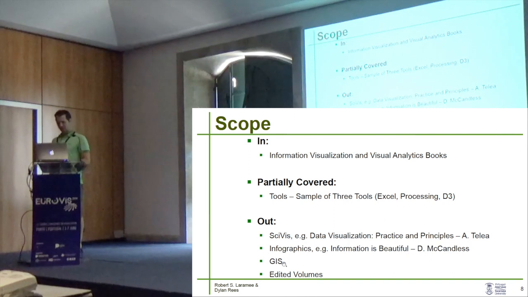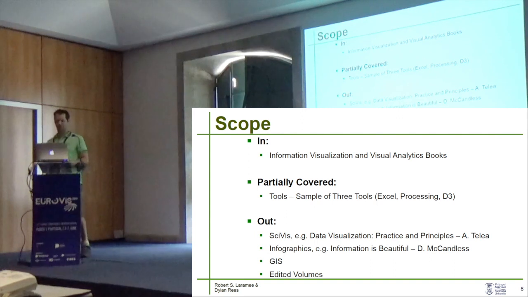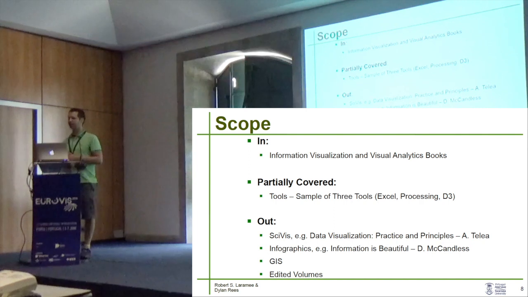Another thing we rapidly discovered we couldn't include in the scope were the geospatial information, GIS books, geographic information systems books, because that would be a separate survey. The edited volumes would be a separate survey. Infographics would also be a separate survey. So the infographics is about essentially static presentations like in data journalism. We had to leave out scientific visualization.